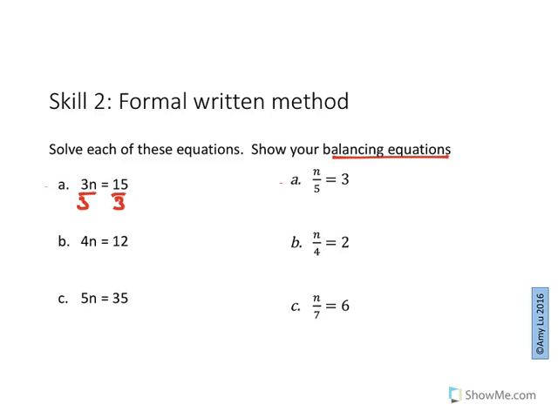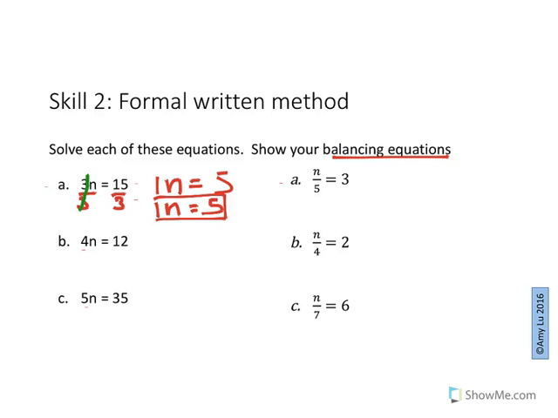And I like to show it in the form of a fraction. And what's nice is it looks like a cancellation. So 3 divided by 3 simply makes 1, so I can write 1n. Then 15 divided by 3 just makes 5. Now, we never really write the 1 next to n, because 1 times anything is just itself. So we just write n equals 5. And that's all you do. You just simply divide by the coefficient next to the variable.